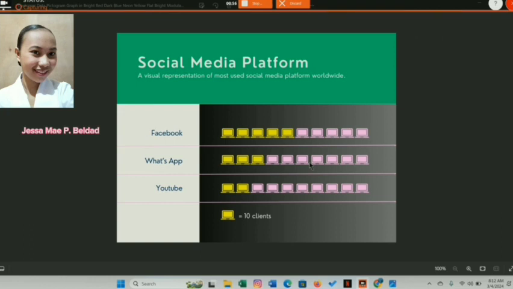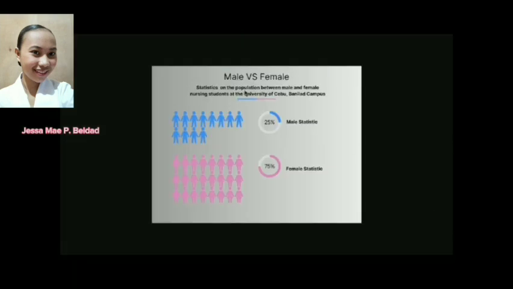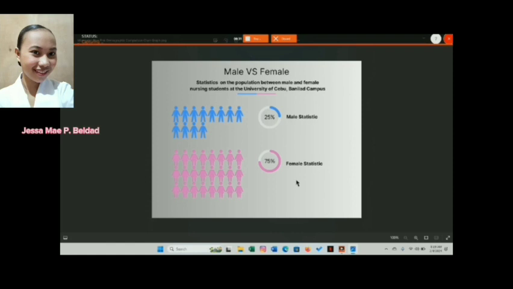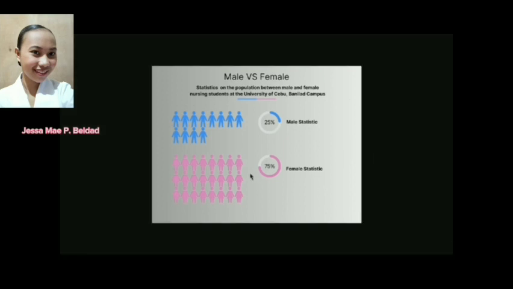I have another sample pictograph here where you can see the statistics of population of male and female first year nursing students at the University of Cebu, Manila campus. In a given pictograph, I want you to find the total population of male and female first year nursing students if the total population of first year nursing students is 2,000. Find the total population in each gender by using the given percentage, which is male at 25% and female at 75%.